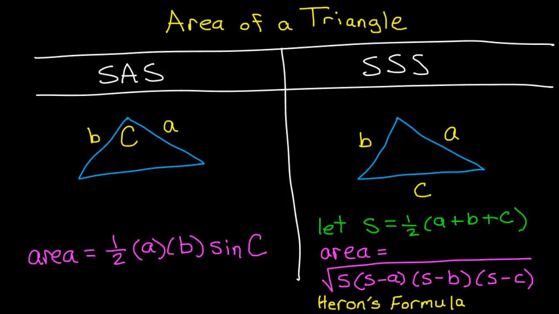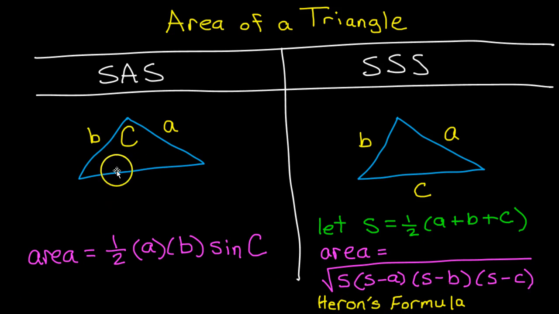In this video, we will be finding the area of triangles. Now, we've learned in the past that the area of a triangle is 1/2 base times height. But what if you're not given the height? Well, if you're given side angle side, you can use this formula. And if you're given side side side, you can use this formula, also known as Heron's formula.